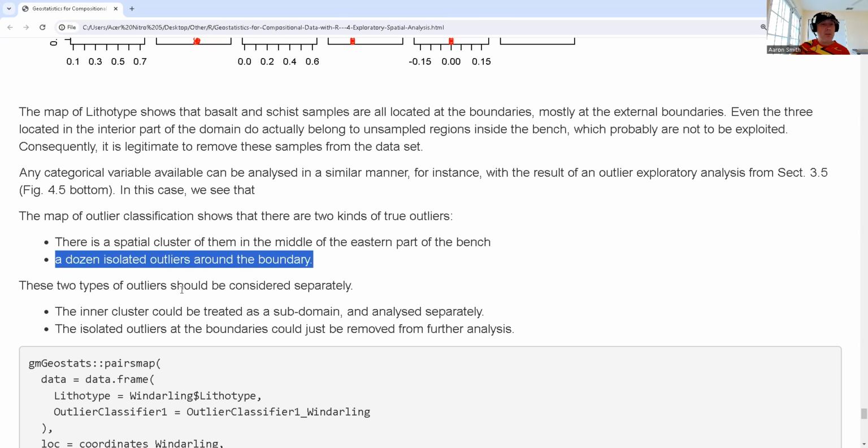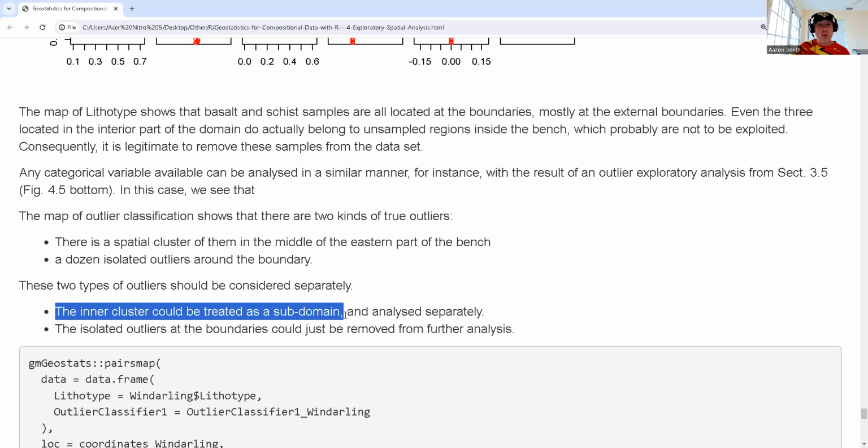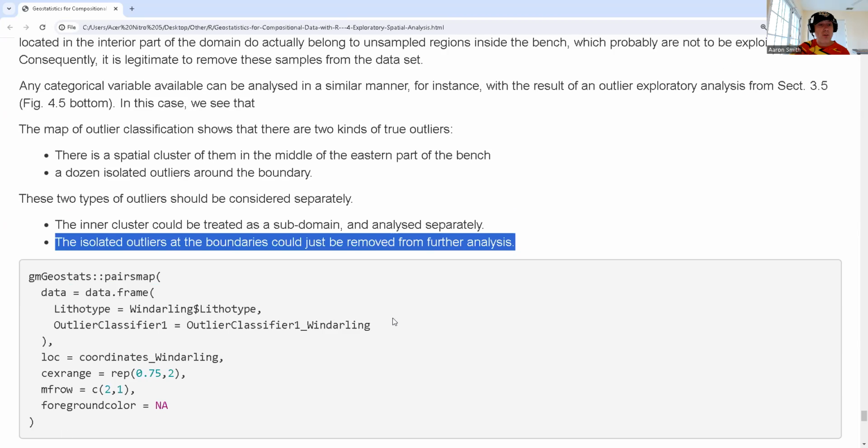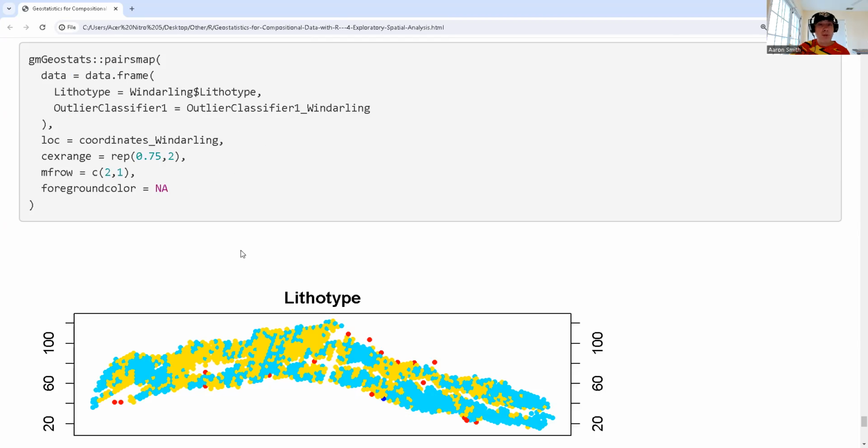All right, these two types of outliers should be considered separately. So the inner cluster should be treated as a subdomain and analyzed separately, and the isolated outliers at the boundary could be removed from further analysis. All right, so let's go ahead and plot this.